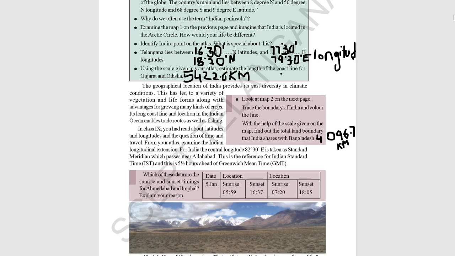And Telangana lies between 16 degrees 30 minutes north and 18 degrees 20 minutes north and 77 degrees 30 minutes east to 79 degrees 30 minutes east longitudes. Using the scale given in your atlas, estimate the length of the coastline for Gujarat and Odisha, that is 5,422.6 kilometers.